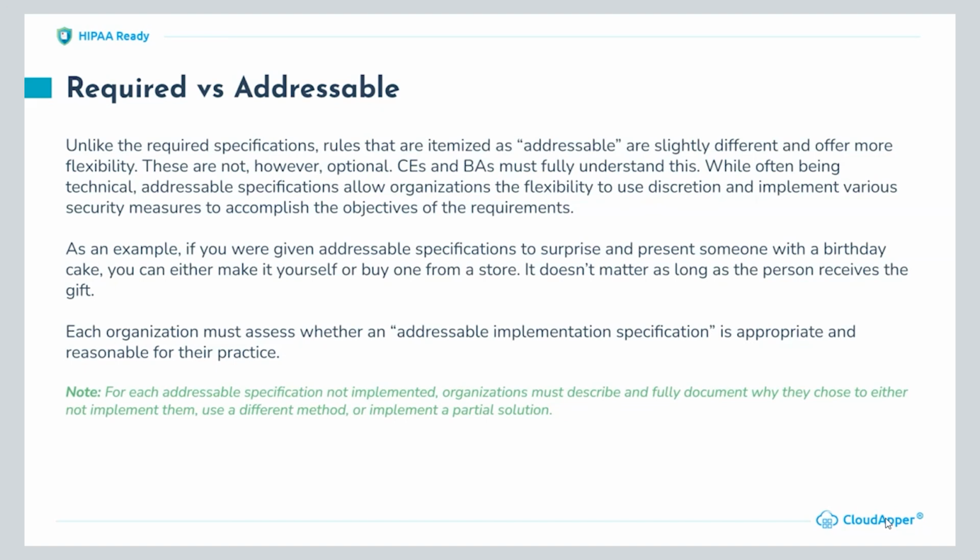Each organization must assess whether an addressable implementation specification is appropriate or reasonable for their practice. It is to be noted that for each addressable specification not implemented, organizations must describe and fully document why they chose to either not implement them, use a different method, or implement a partial solution.